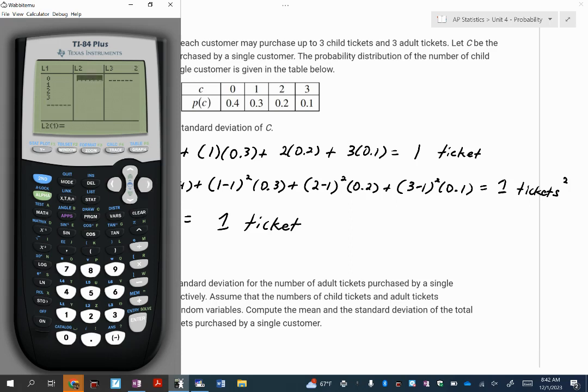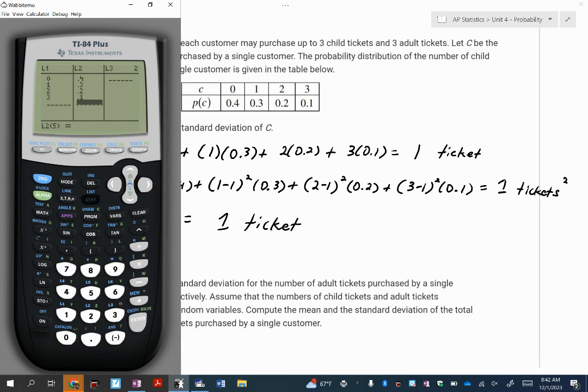Go to list 2. Go over to the right to list 2. In this column, put the respective probabilities. So 0.4, 0.3, 0.2, and 0.1. Now, one of the first things I showed you guys with these calculators back in September was you can compute statistics. Shouldn't surprise you. You're in a course called statistics. So let's compute some statistics.